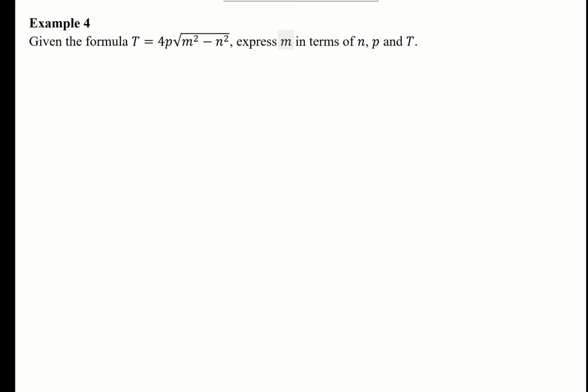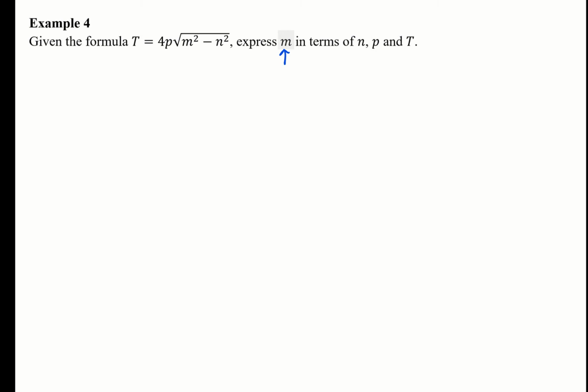Okay, guys, one last question for tonight. Let's do example 4. Given the formula t equals 4p multiplied by the square root of m squared minus n squared, express m in terms of p, n, and t.